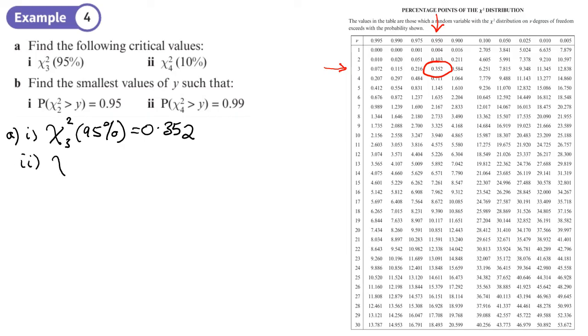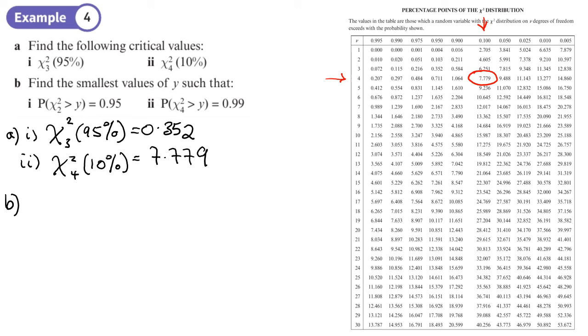Second bit of that question, we have chi-squared, 4 degrees of freedom, and 10%. So let's rub those out and change it to 10%, which is going to be this column here, and 4 degrees of freedom, which is going to be that row. So that gives me this value here. So I'll write that down as 7.779.